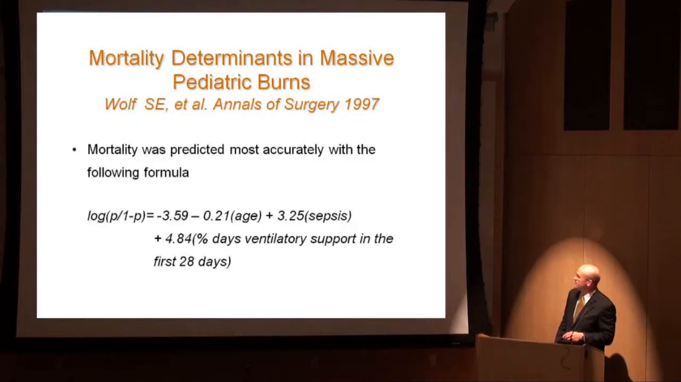Notice that I didn't put in there base deficit. Base deficit fell out. Inhalation injury fell out. Burn size fell out. What mattered are these things, and these things you don't collect until you're in the hospital for a while. You have to be in the hospital for 28 days. So what we concluded from this is that you can't tell in a child, these are all children now, you cannot tell in a child whether they're going to live or die based on what they look like when you first see them. You have to have stuff that happens during the hospitalization.